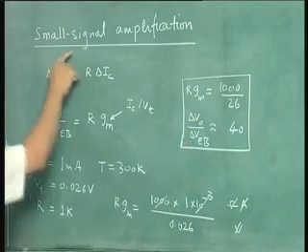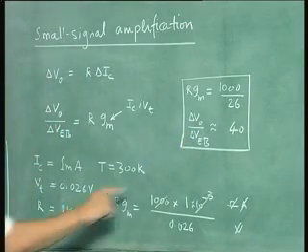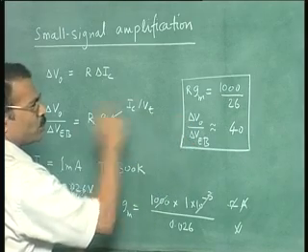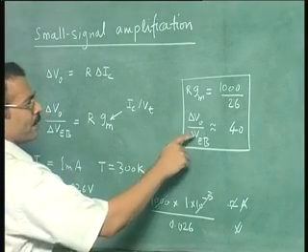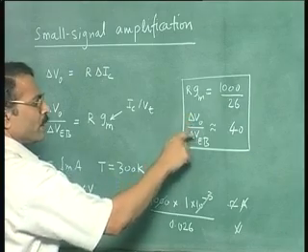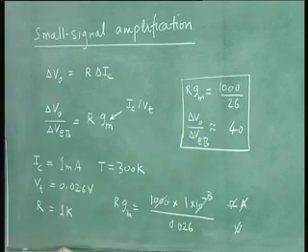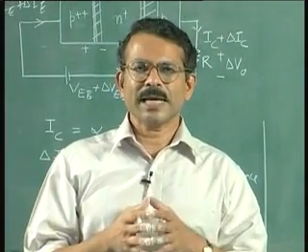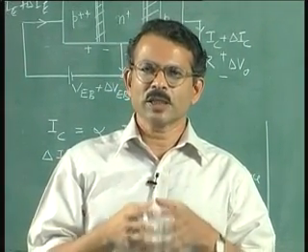So, this is what is small signal amplification. Delta VEB is the input small signal, delta V naught is the output small signal. And the ratio between these two small signal voltages is 40. So, you are getting a voltage amplification here. We emphasize that this amplification is for small signal.